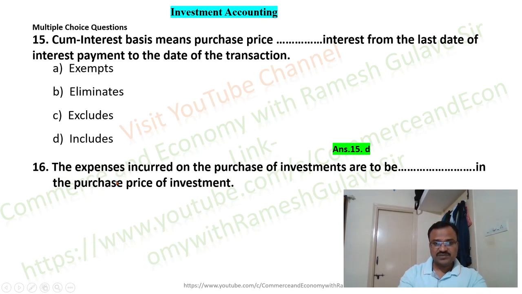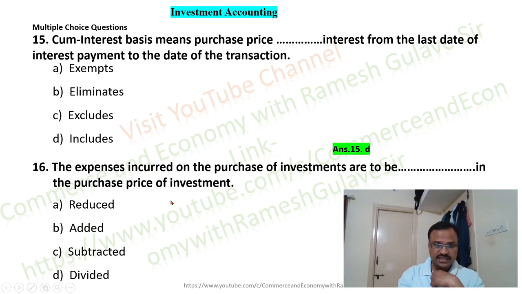Next statement says the expenses incurred on the purchase of investments are to be dash in the purchase price of investment. So friends, when we purchase investments, like if the cost price of the investment is 1000 rupees and we spent brokerage of rupees 10 or rupees 50, we have to add the amount of brokerage to the purchase price. So here option B, that is, the expenses incurred on the purchase of investments are to be added. Okay. So here option B is the right answer.